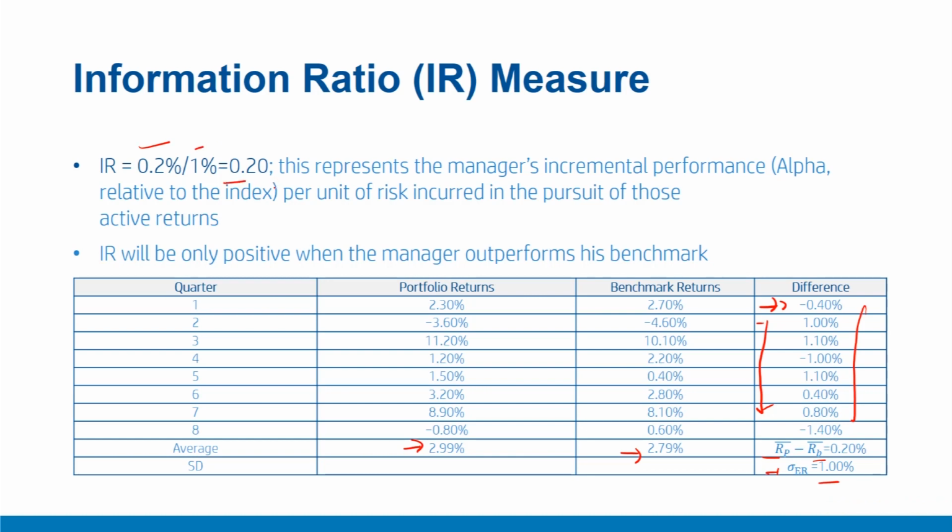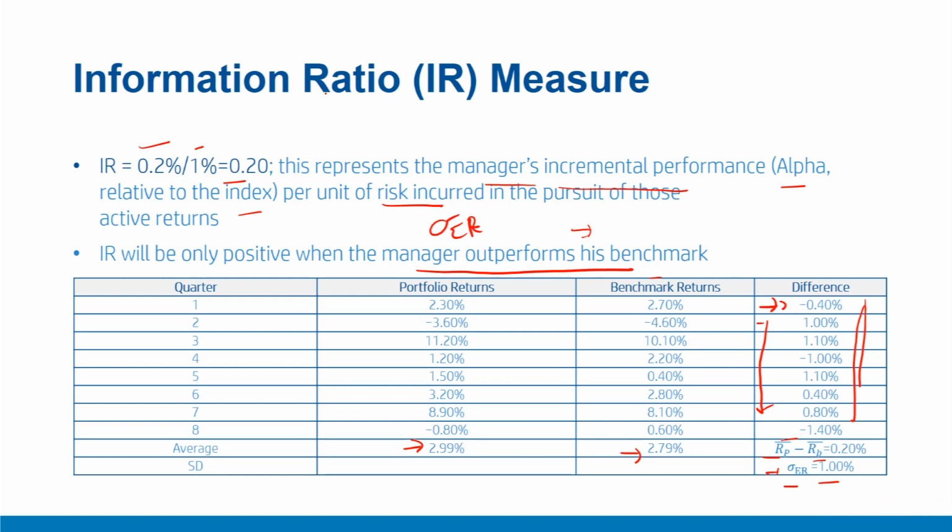This information ratio represents the manager's incremental performance, sort of alpha, relative to a given index, the benchmark returns, per unit of the risk, or sigma ER, incurred in pursuit of these returns. Now this IR will be positive when the manager outperforms the benchmark, this RP bar minus RB bar. So when he outperforms the benchmark, then this IR will be positive, and it is adjusted by those sigma ER, the non-systematic or additional risk, which is the standard deviation of excess returns here.